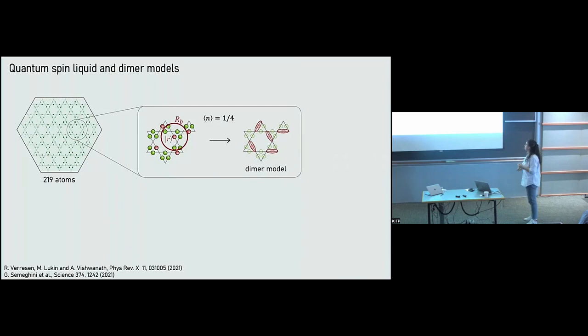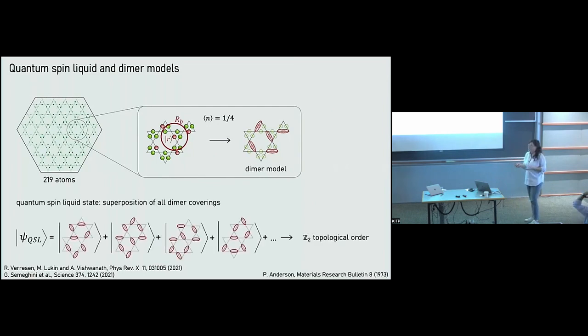So again, when you have exactly 1/4 density, it means that each vertex of the Kagome lattice belongs to a single dimer. What they saw doing DMRG simulations on this type of lattice was that there is indeed a range of parameters where there is a quantum spin liquid state, which again corresponds to the macroscopic superposition of all the possible dimer coverings of the lattice. And they showed that this state has Z2 topological order.